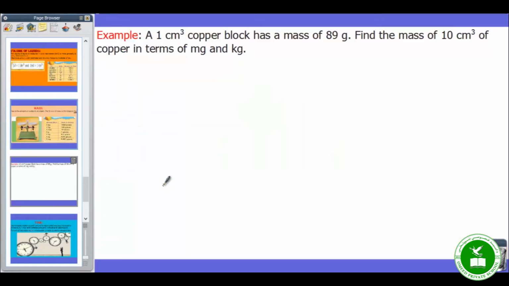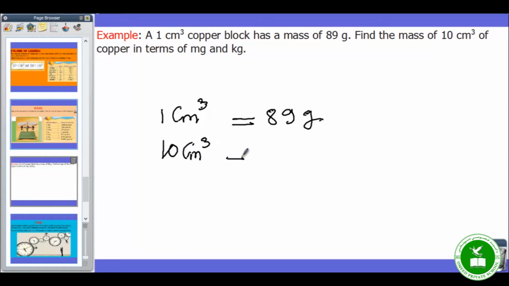See the example: a 1 centimeter cube copper block has a mass of 89 gram. Find the mass of a 10 centimeter cube of copper in terms of milligram and kilogram. You see here the mass of 1 centimeter cube copper is given as 89 gram. Let me solve it. If 1 centimeter cube of copper has a mass of 89 gram, then 10 centimeter cube of copper will be how many grams? We don't know, so call it x. From here x will be equal to, obviously, the cross product.